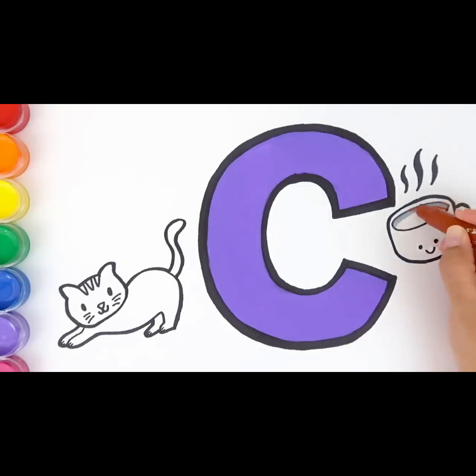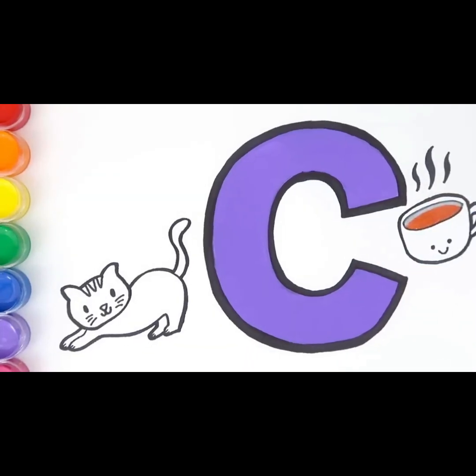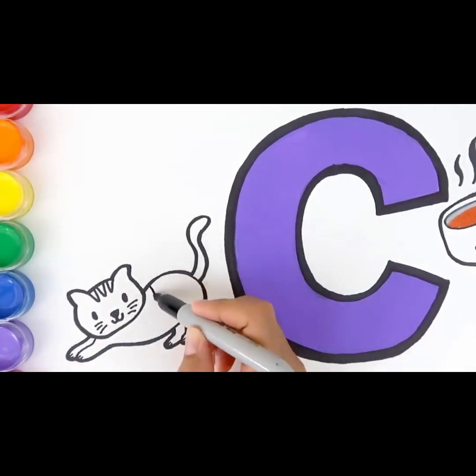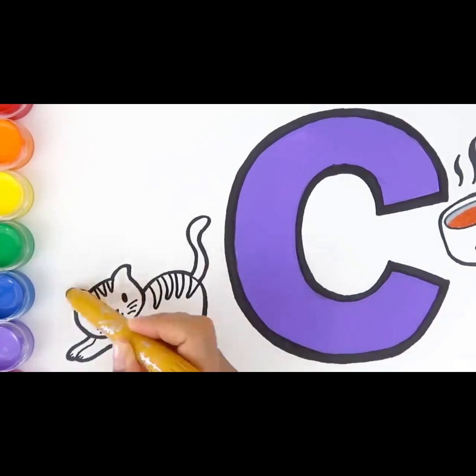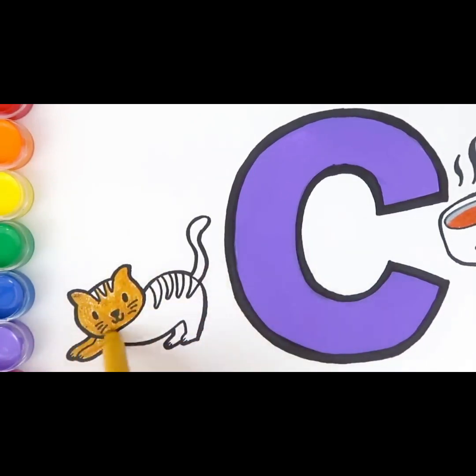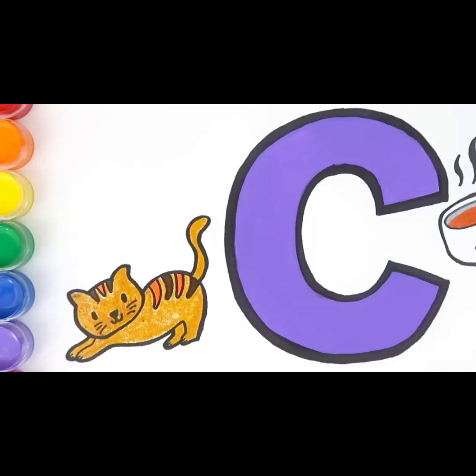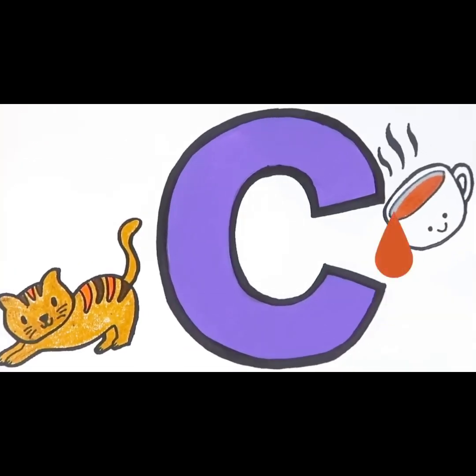And what's this inside of the cup? It's coffee. Be careful. It's a very hot coffee. The name of our cat is Coco. Coco is orange brown. C is for cat. C is for cup.